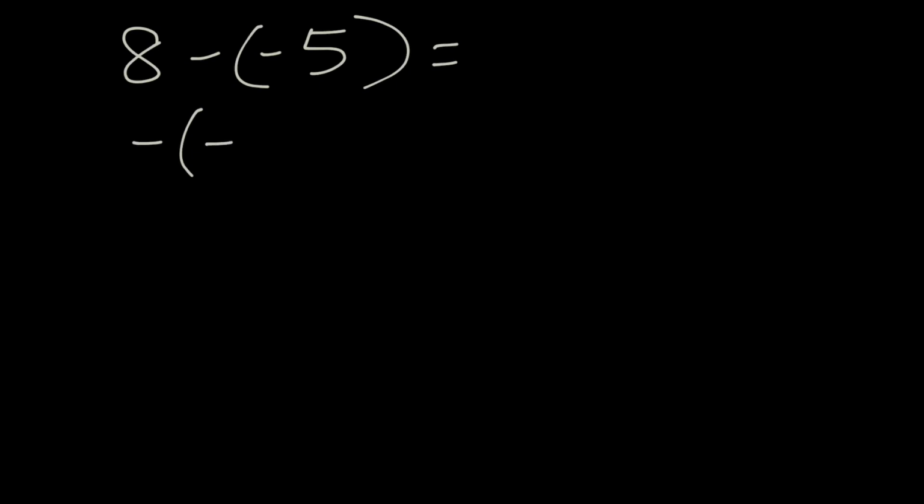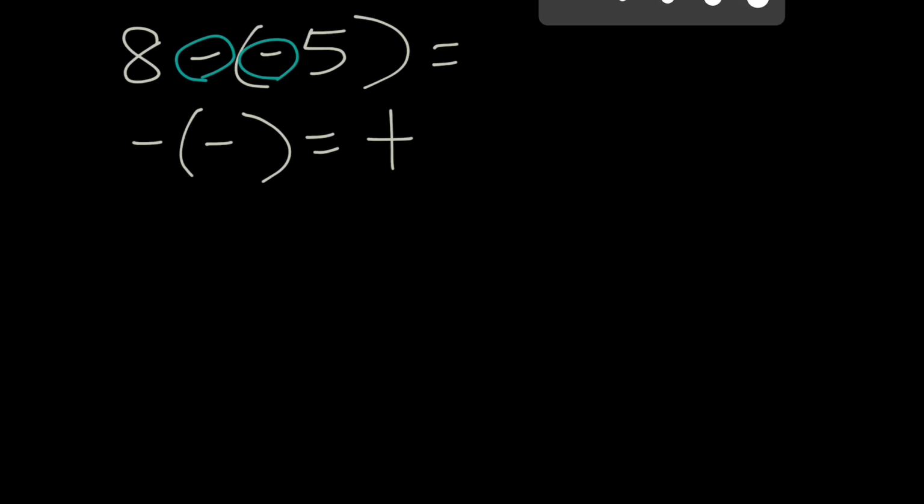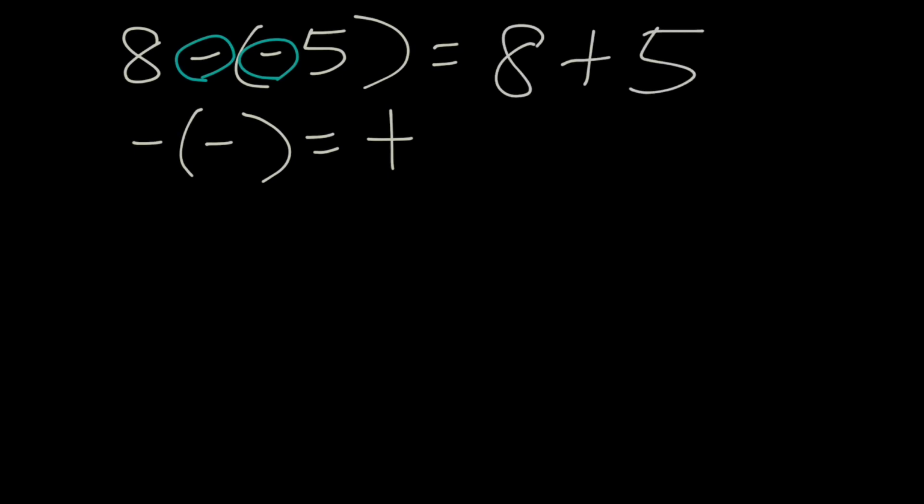Okay, now what about a number minusing a negative number? So in this example, 8 minus -5. So here we have a double negative. What does a double negative become? A negative times a negative equals positive. So because we have two negatives, that becomes a positive. So we have 8 plus 5. This is how we would rewrite it.